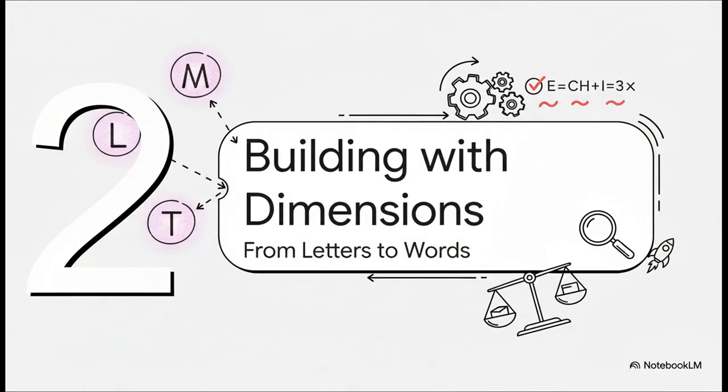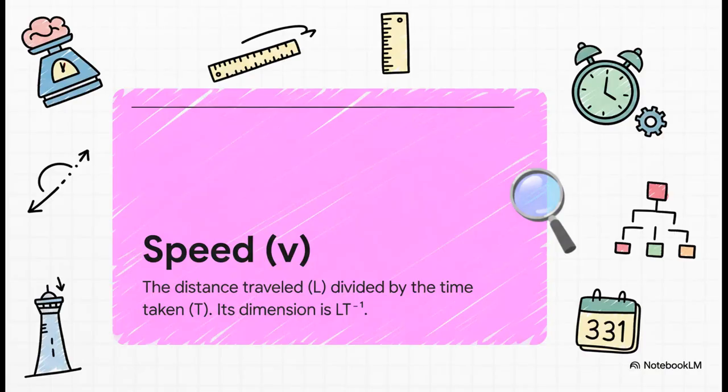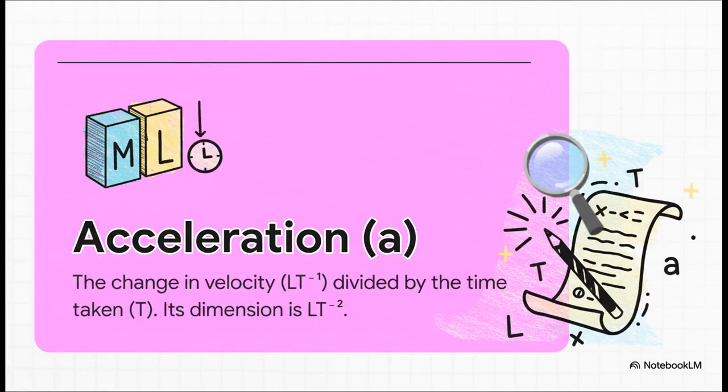All right, so we've got our letters. What's next? We start making words, of course. We're going to start combining these fundamental dimensions, our L, m, and t, to describe more complex things, like speed, acceleration, and even force. Let's start with one we all know, speed. So how do we define it? Well, it's just the distance you travel divided by the time it took you to get there, right? So if we translate that into our new language, distance is a length, L, and time is just time, T. So the dimension of speed is L over T. And just like that, we've written our first word in physics speak. Simple, right?